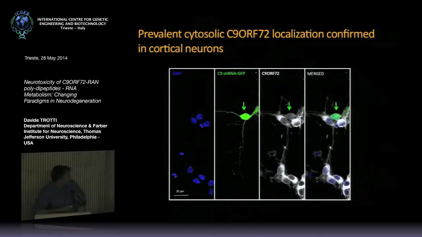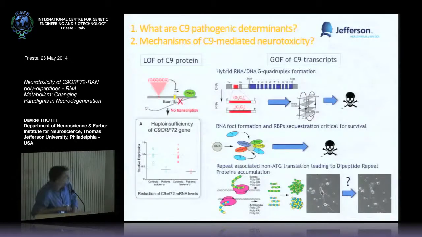And also, differently from the NSC34 cells, it seems like the neurons express higher levels of C9ORF, at least judging from this immunocytochemistry data. So going back to the pathogenicity of the C9ORF repeat expansion, I guess the $1 million question, maybe more than $1 million, since $1 million is just an NIH grant, is what are the C9ORF pathogenic determinants, and most of all, what are the mechanisms that mediate C9ORF toxicity.